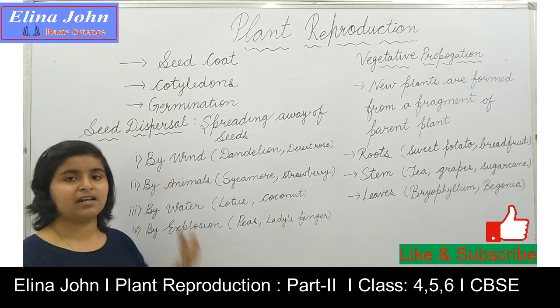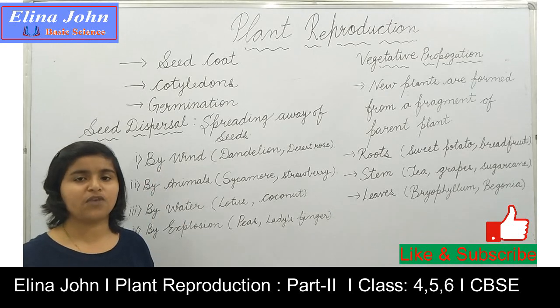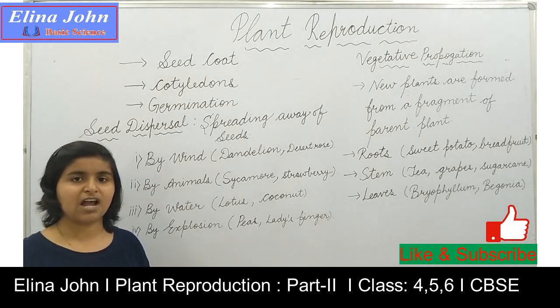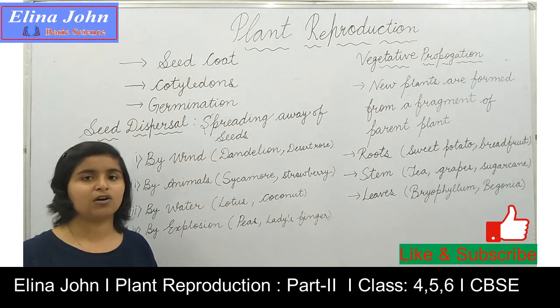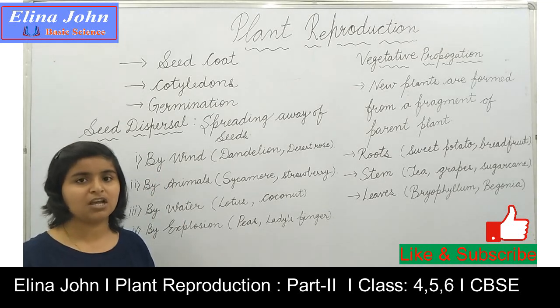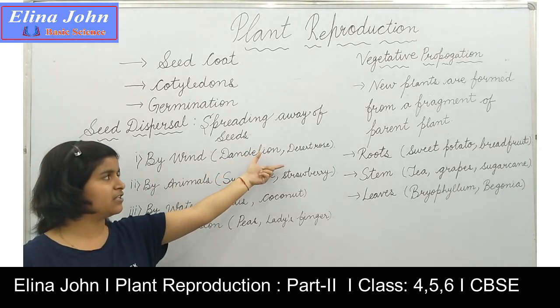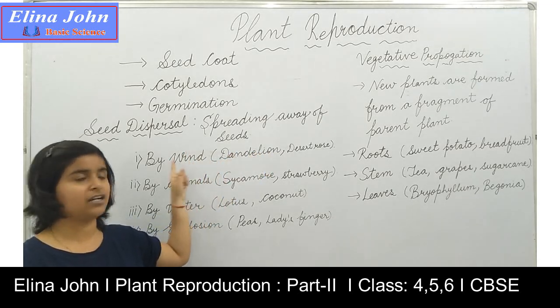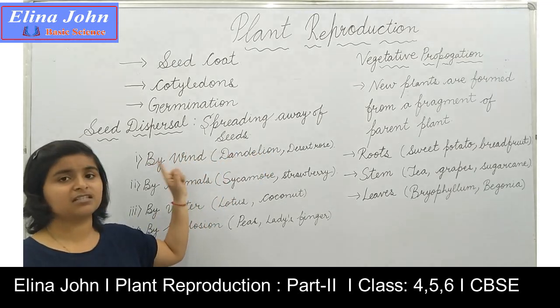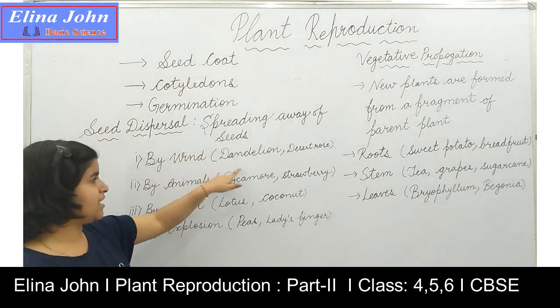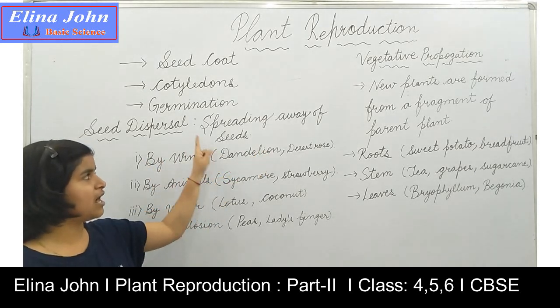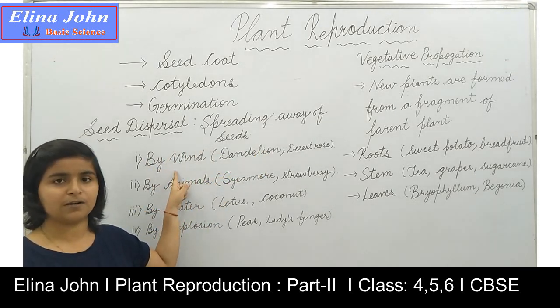Seeds which are light in weight and have wings are carried or blown away by the winds. So the seeds of dandelion and desert rose are carried by the winds. Hence the seeds of dandelion and desert rose are dispersed by wind.